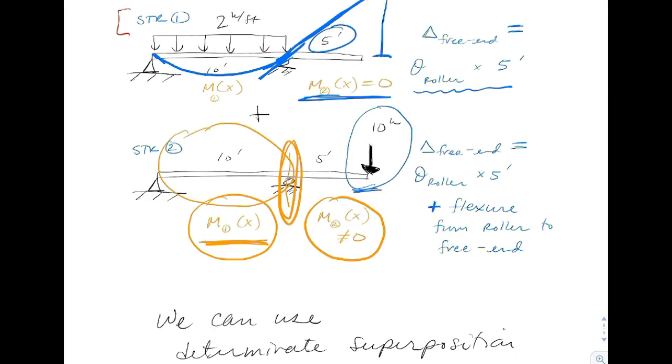And so we're going to add 2 pieces together to get ourselves all the way out to the end of the member here. I'm going to take theta at the roller times 5 feet plus the flexure that occurs in the 5 feet going from the roller to the free end of the beam.